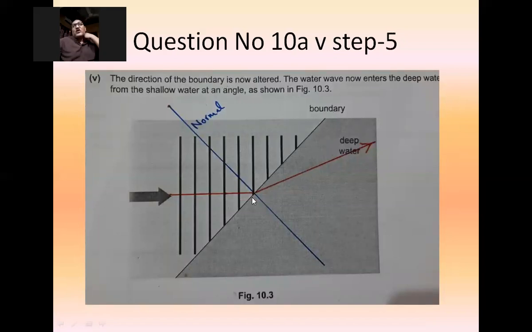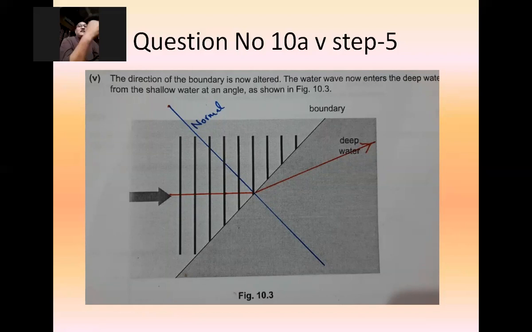There is only one concept: when the water waves enter from the shallow water into the deep water, their speed increases. When their speed increases, they bend away from the normal. Because the speed of the water waves will increase when they enter from the shallow water into the deep water, what will happen? They will bend away from the normal.